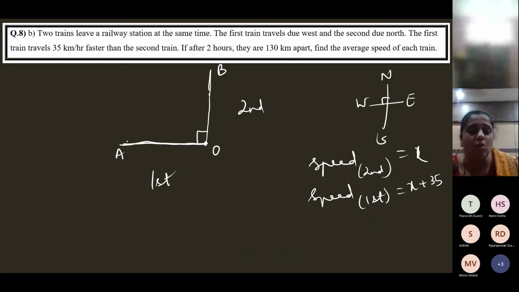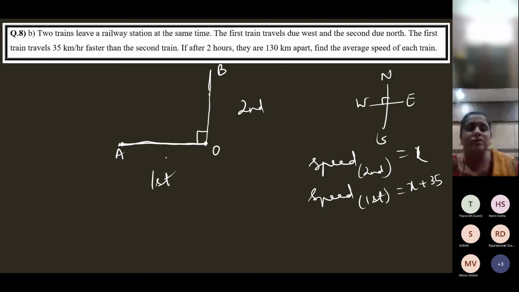So let us say that OA is the distance covered by the first train in 2 hours. And OB, see, a line segment always represents distance. You cannot write speed or time there. For a line segment, you cannot write x plus 35 and x. Speed cannot be used for a line segment. For a line segment, you must write the distance.